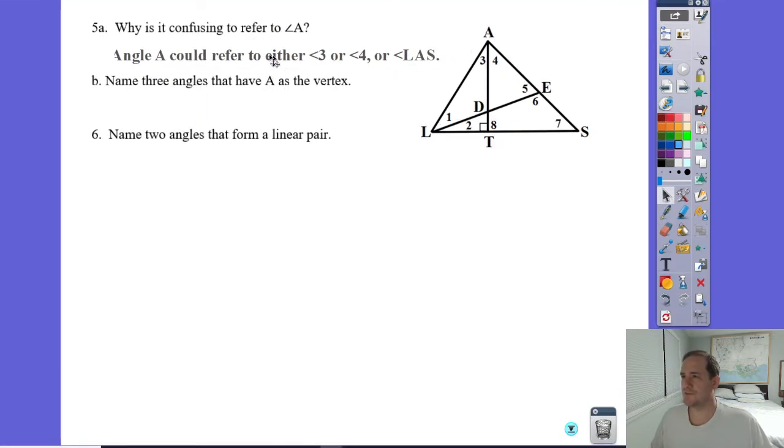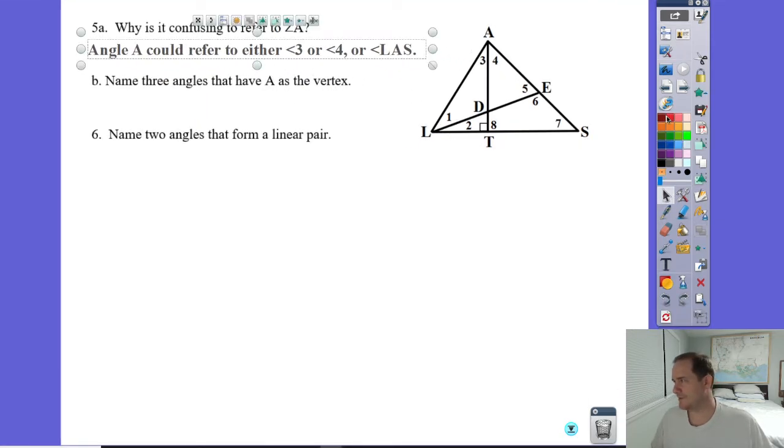So the reason it's confusing is because, well, there's 3 different angles that all have their vertex at A. So if all you said was angle A, I wouldn't know which angle you're talking about. So you're not allowed to use that. You can't use that name. You can't say angle A. However, if you look down here at angle 7, you could say angle S, and everybody would know who you meant, because there's no other angle that has its vertex at S. 7 is the only one. So if we wanted to call angle 7 angle S, we can.